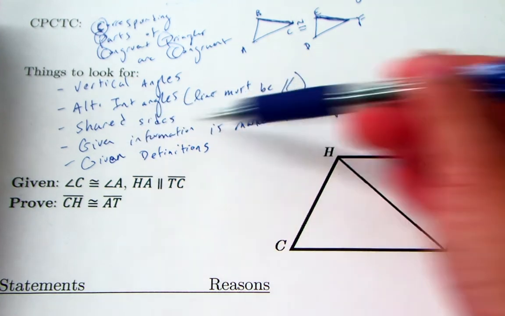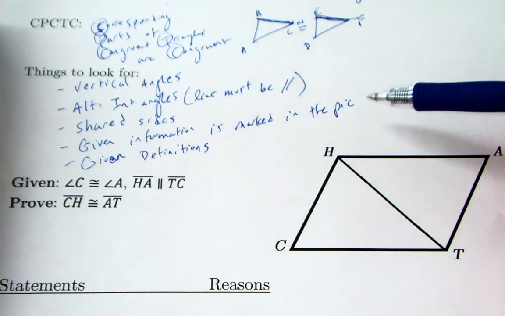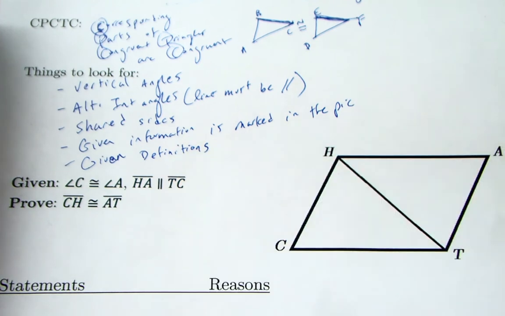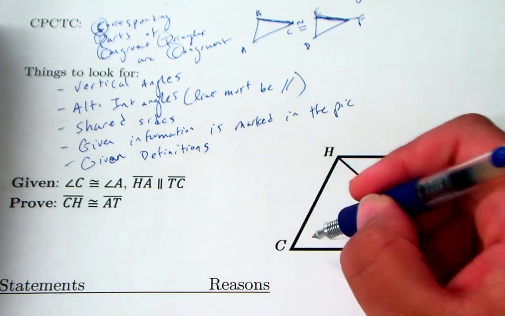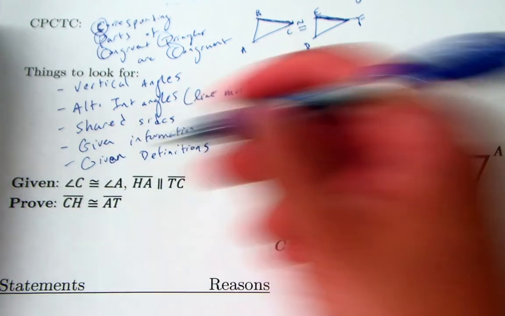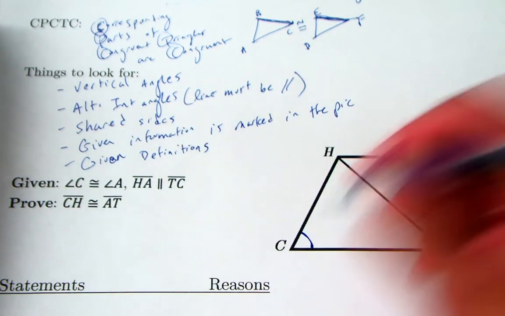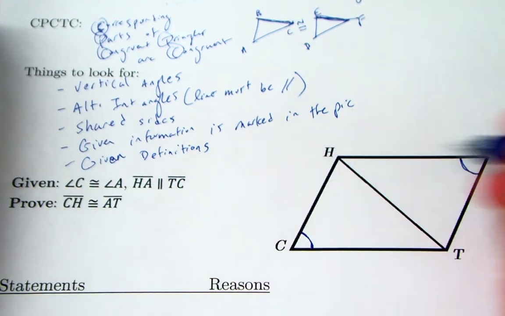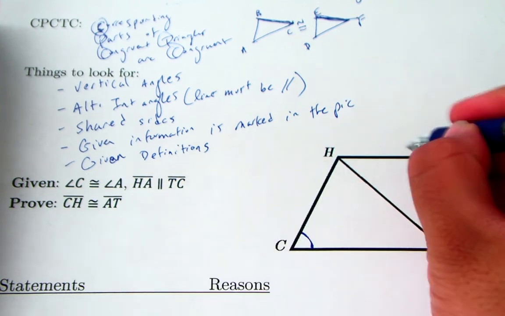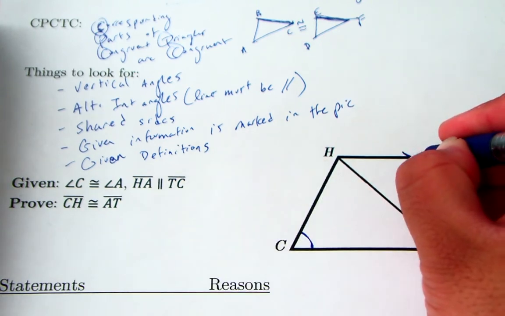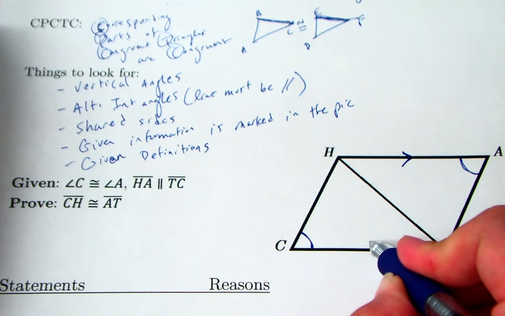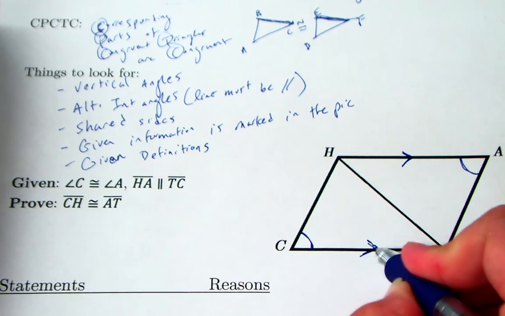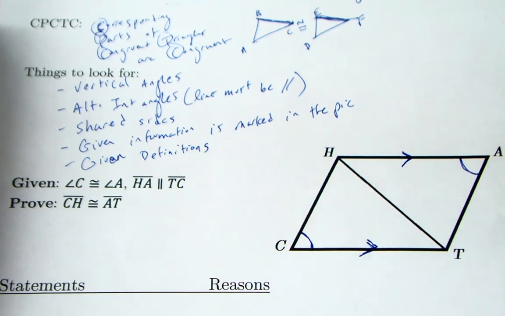So remember, one of the things to keep in mind in a proof is to make sure the given information is actually in the picture. So before we even get into the nuts and bolts of this problem, let's go ahead and make sure that the picture matches the text. So C is congruent to A, so I'm going to go ahead and mark those angles as congruent, because we're given that, so that's not an assumption or anything. We're given those are congruent. We're also given that HA, which is this top segment, is parallel to TC. So I don't know how long they are. They might be the same length, they might not be. But what we're given is that they are parallel to each other. So those little arrows indicate that. So now our given information is actually visually present, and that's good.